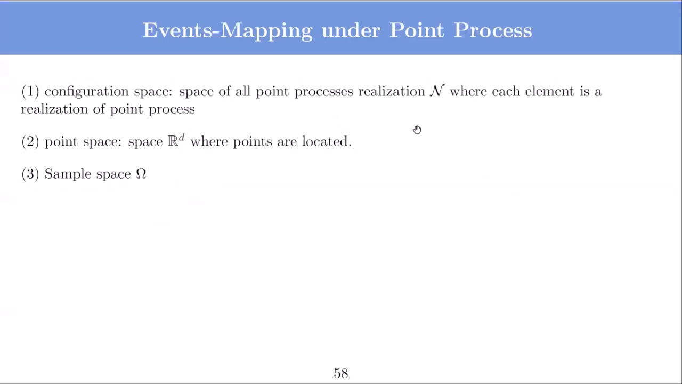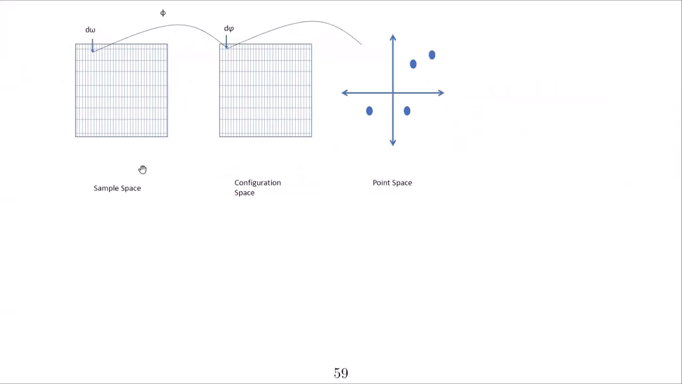So just notice there are three types of space I'm talking about. One is the configuration space, the space of all point process realizations, where each element is a realization of the point process. If I take one element of that, it is just one particular realization. Similarly, there is a point space where the actual points are located, which is a d-dimensional space. And there is a sample space which collects all the possible outcomes, each a small outcome, and each subset is a d omega.